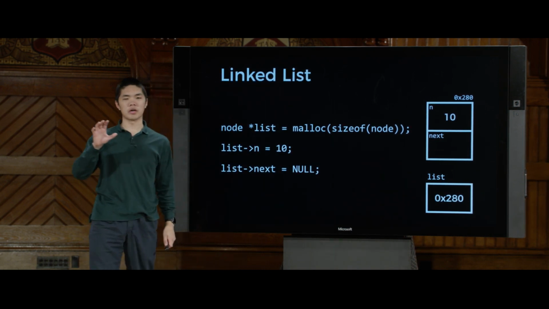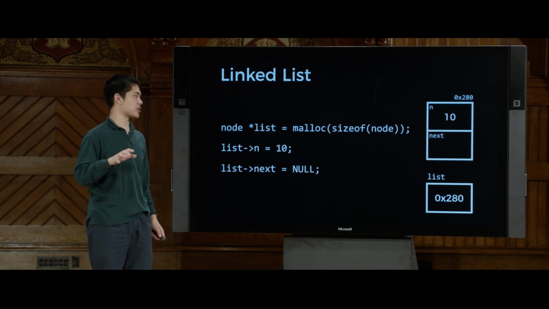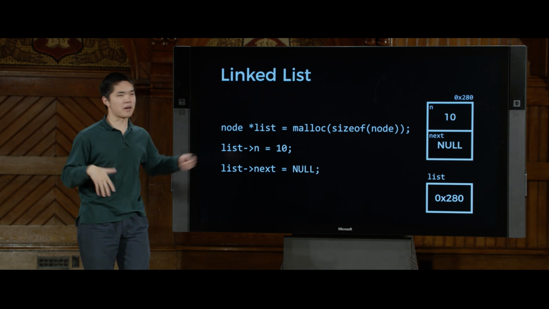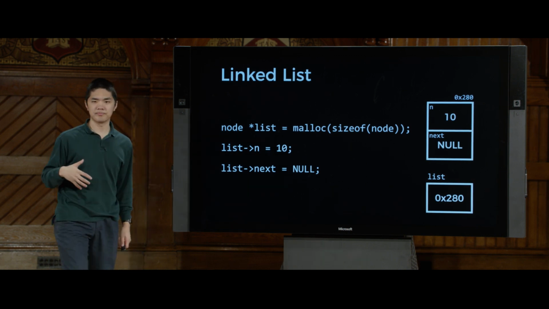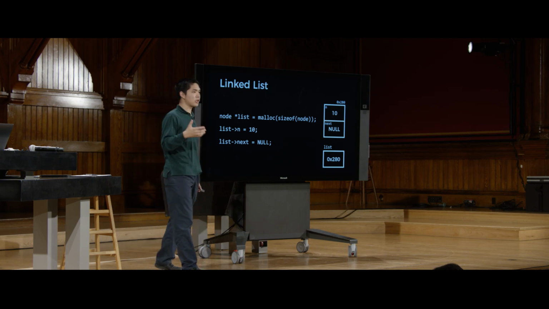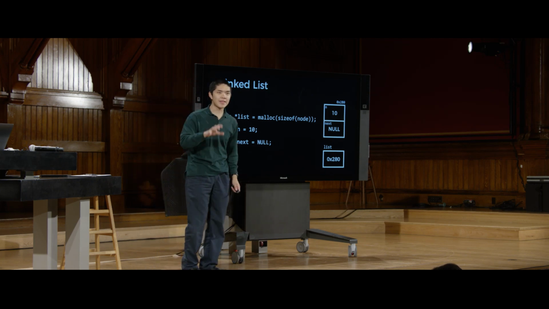So always good to only use values after you've initialized them. Initialize the next pointer to point to null, such that I can check, is next null, and do something appropriate if so. Questions about this? Allocating memory on the heap for a node, and then filling in that node with values.